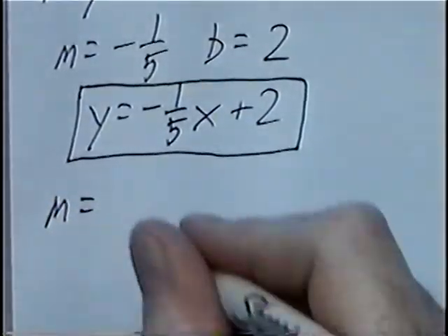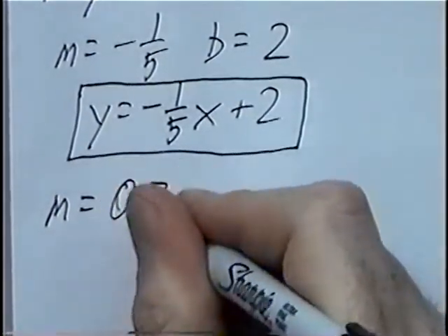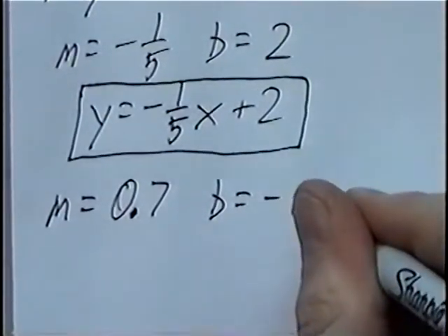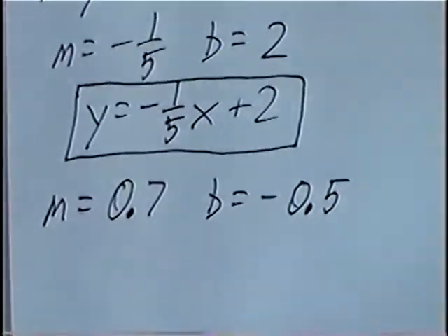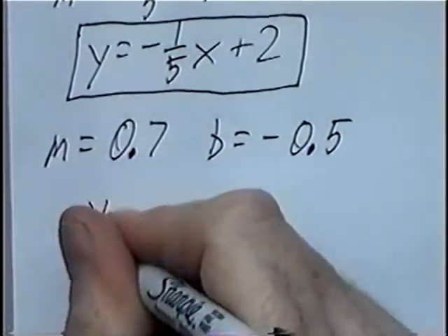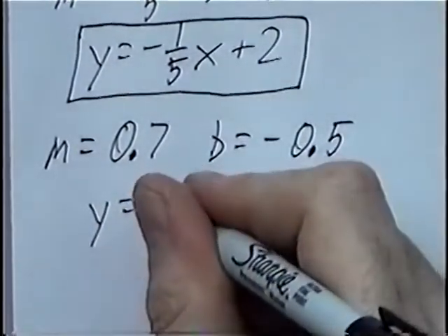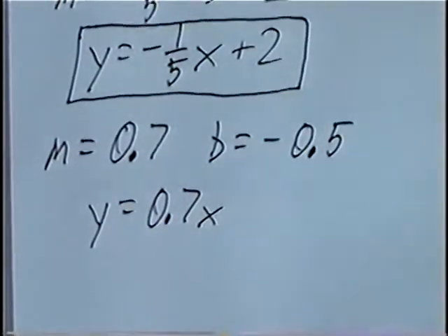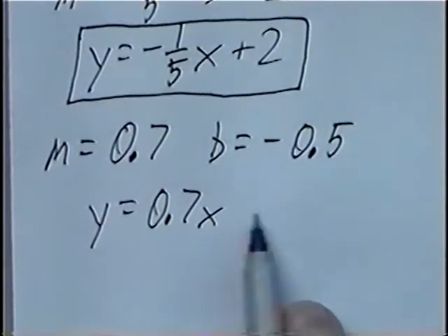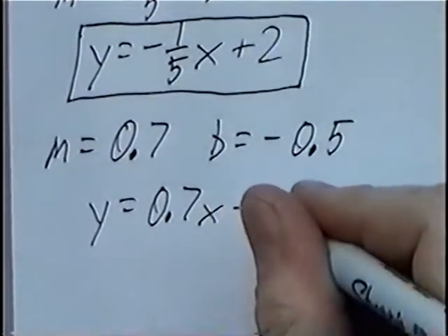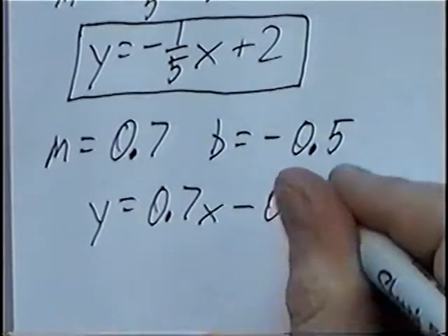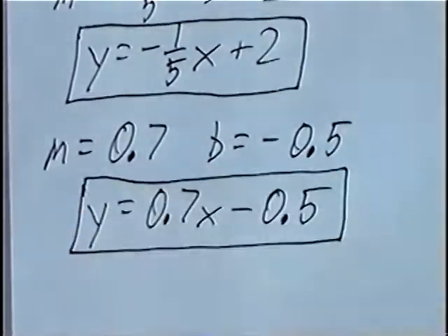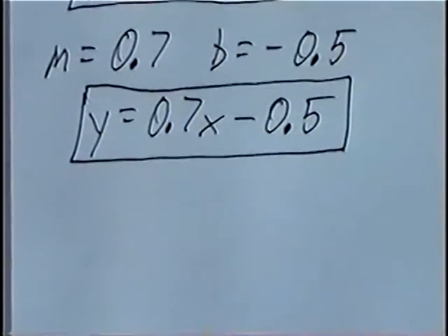Second problem, m equals 0.7 and b equals negative 0.5. Writing the equation y equals, plug a 0.7 in for m, we'll have 0.7x, and instead of plus b, if b is negative, we could have minus 0.5. So the equation is y equals 0.7x minus 0.5.